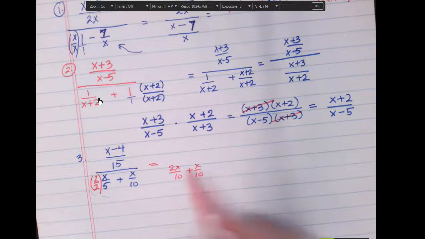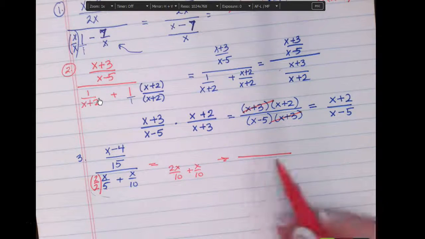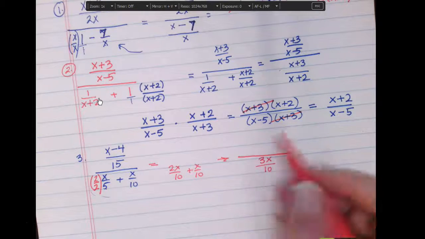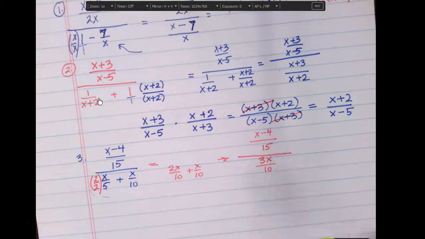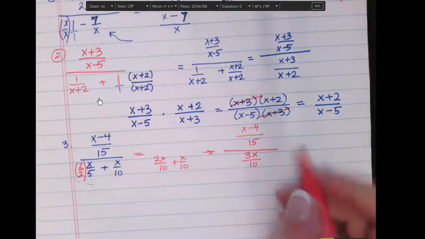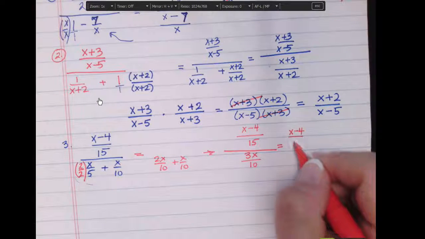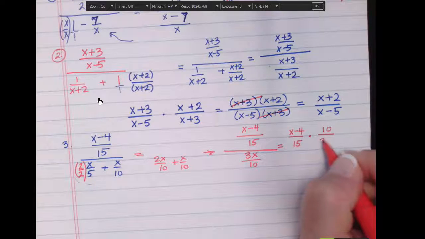which I'm just going to combine like terms, 3x over 10, and now I am ready to use my division process, which is take the numerator, flip the reciprocal, and multiply it by the denominator.